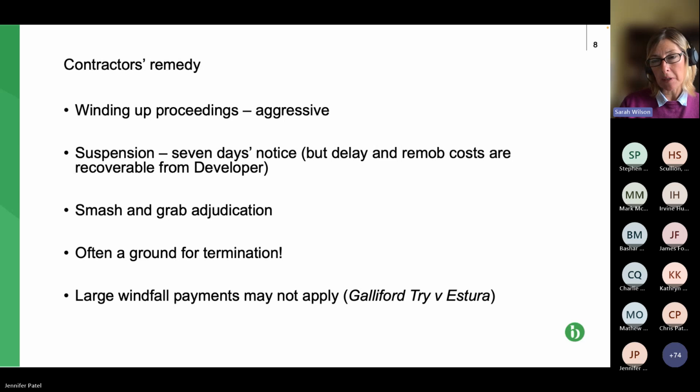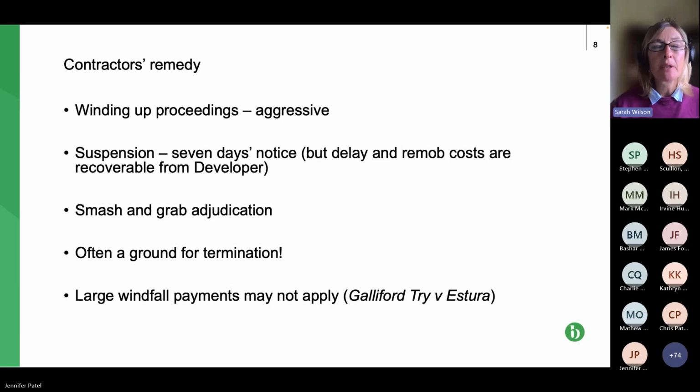Alternatively, you might want to think about threatening winding up proceedings, pretty aggressive. You can also suspend your work. So this is the other element of the Housing Grants Act. Now, be careful here because sometimes people think suspension means I can suspend at any time that I'm not happy with something. Absolutely not. It is a very, very discreet remedy. And it's not well used because parties tend to prefer to adjudicate on a smash and grab basis.